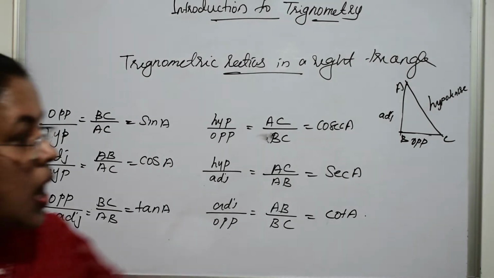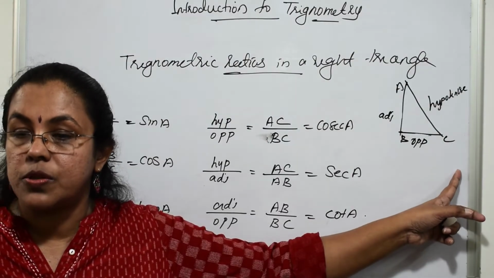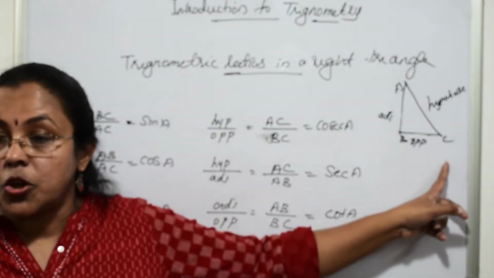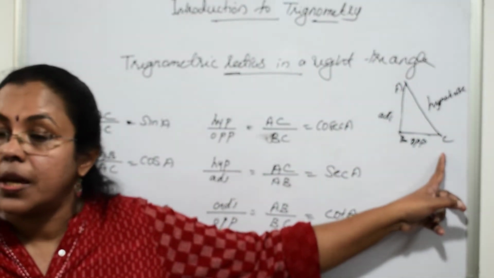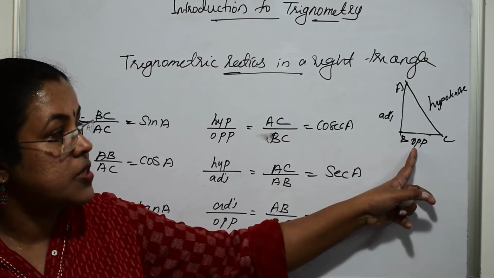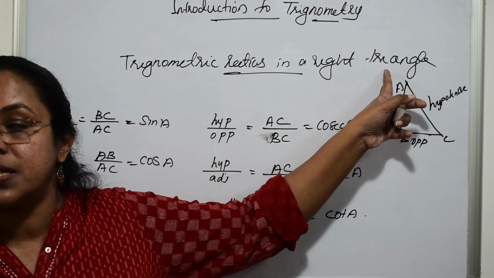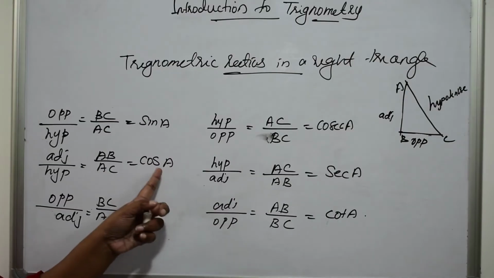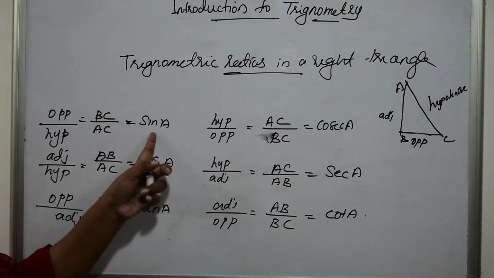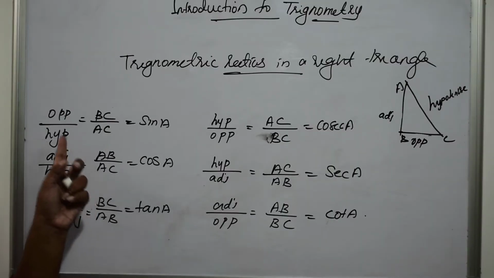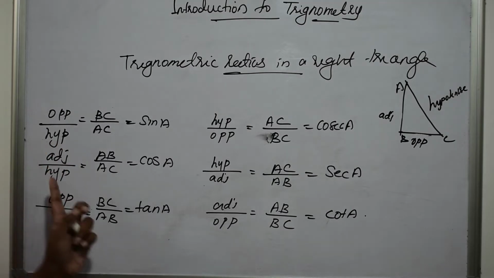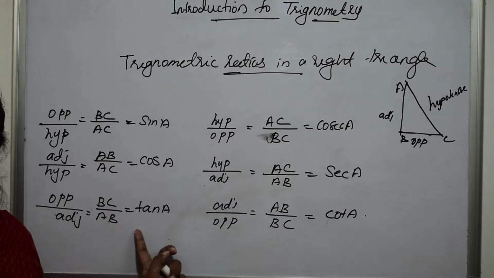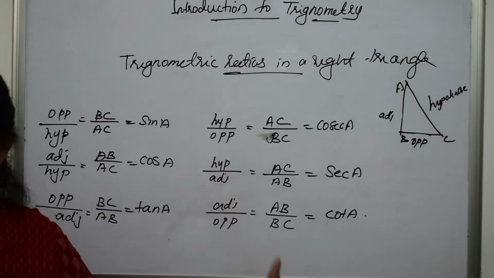Hope all of you know how to write trigonometric ratios with respect to the acute angles. If we want to write trigonometric ratio with respect to C, then this becomes the adjacent side and this becomes the opposite side. And remember, what is sine A, cosine A, tan A? Sine means opposite by hypotenuse, cos means adjacent by hypotenuse, tan means opposite by adjacent. It is enough to remember this. The rest are the reciprocals.